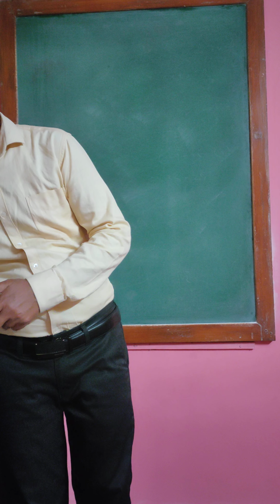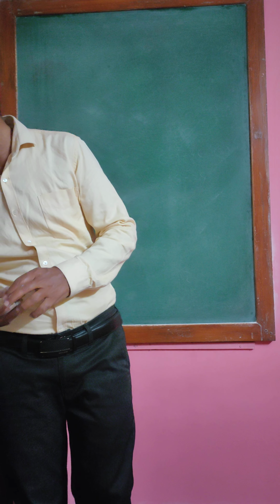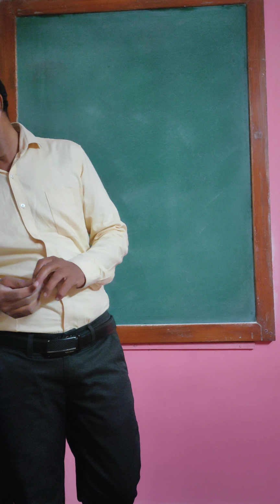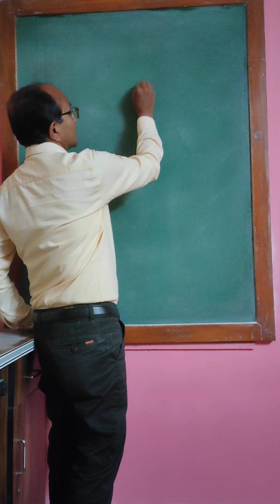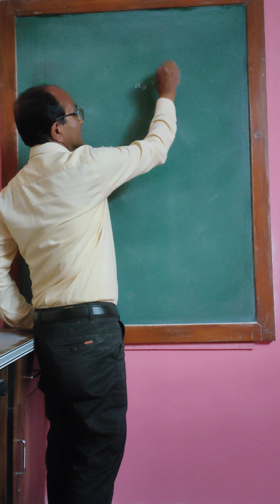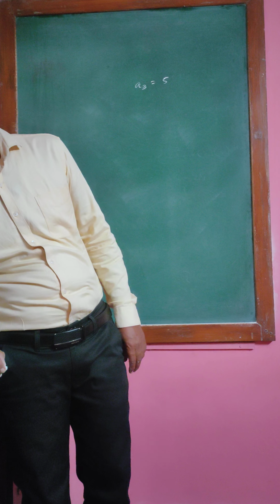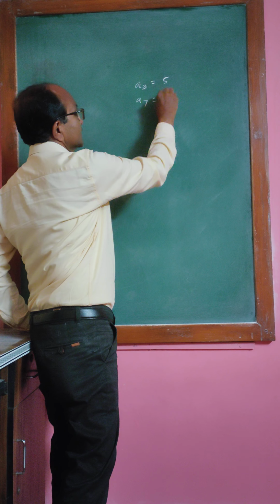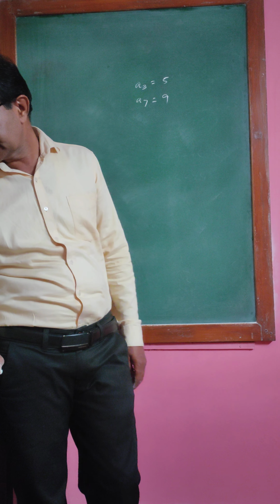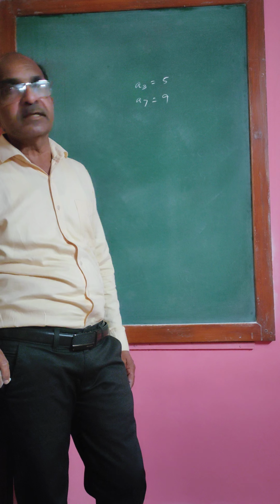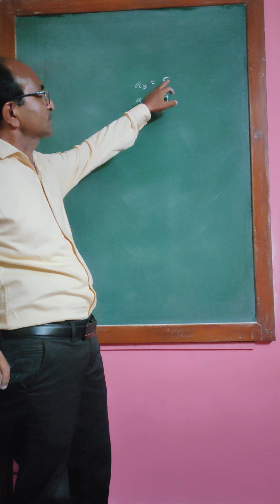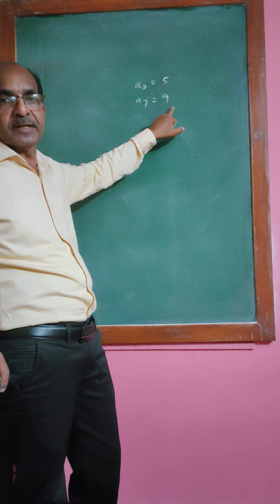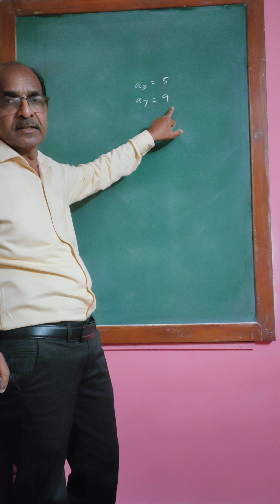Now we see one important sum called AP, chapter number 5. The third term is 5, a3 is 5, and the seventh term is 9. Our question is: determine the AP. The given data is a3, the third term, is 5 and the seventh term is 9. We have to find the AP.